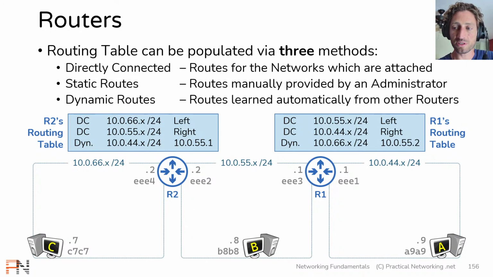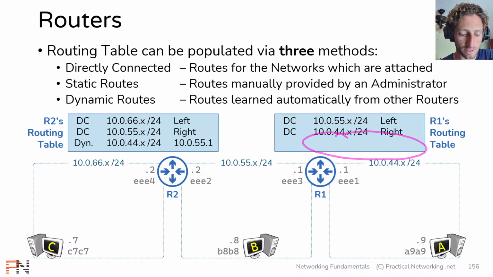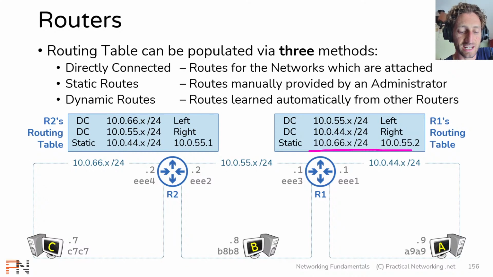Now, I want to point something out about these two things. I'm going to back up a bit. Notice that the static route and the dynamic route included the same information. The only difference is who told the router about it. If the admin told the router about it, that's known as a static route. And if the routers told each other about it, that's known as a dynamic route.